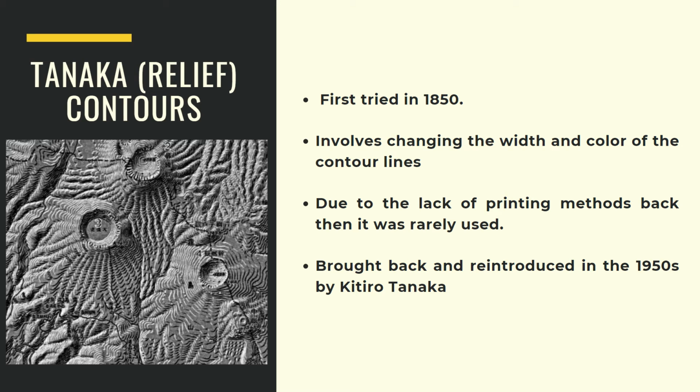Next is the Tanaka relief contours. It is a method of representation of relief that applies a light source to a contour map, typically at 300 degrees or another northwestern direction. The result is a 3D-like representation that helps users visualize terrain and effectively distinguish concave from convex landforms. To add to this, it was first tried in 1850, but printing methods then could not handle gray backgrounds. It was then pioneered in the 1950s by Kitiro Tanaka, who produced some exquisite examples using the theory of application of shading principles to contouring.